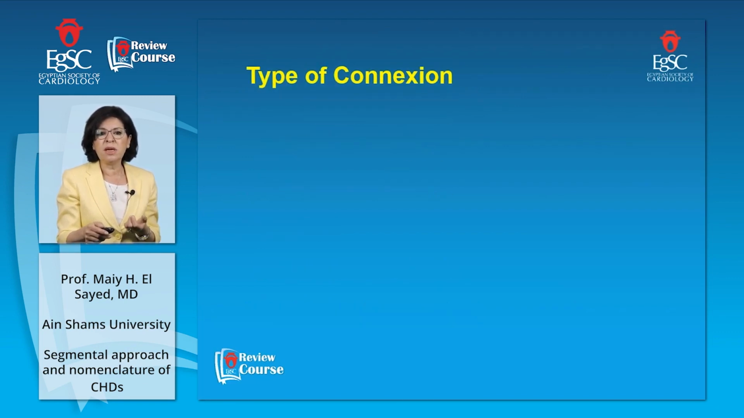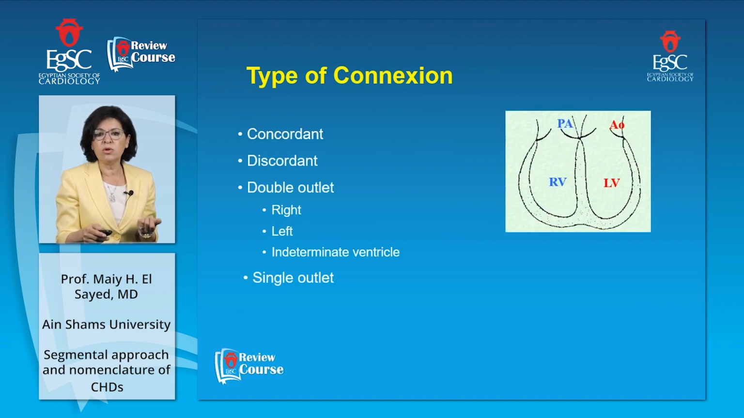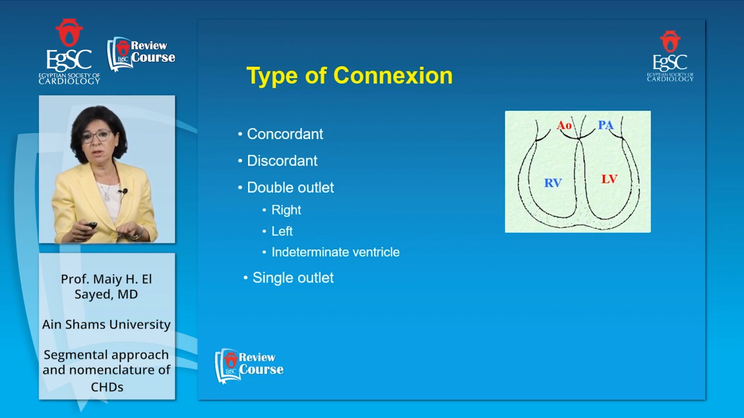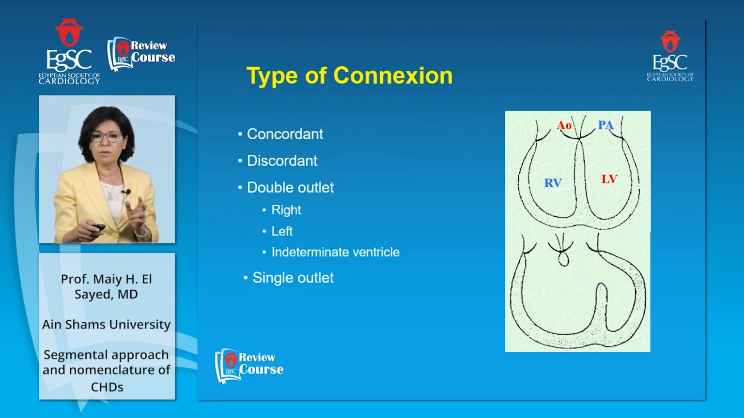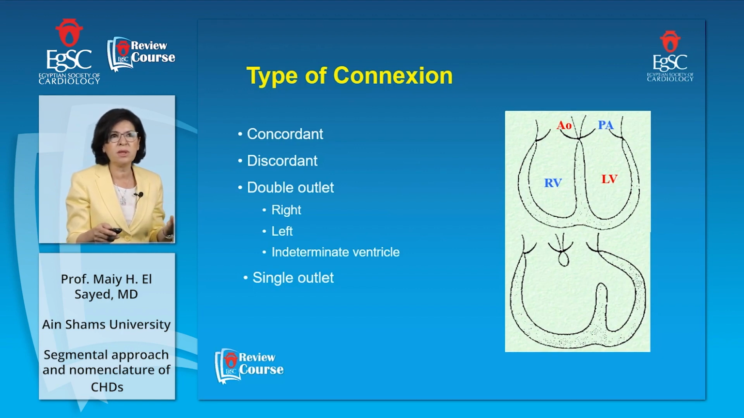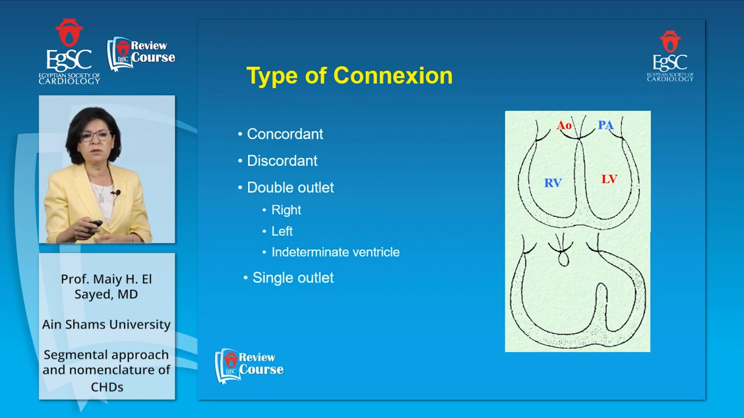So starting with the type of connection, it can be concordant, where the left ventricle is connected to the aorta, right ventricle to the pulmonary artery, and this is how things should be. Can be discordant, where the left ventricle is connected to a pulmonary artery and the right ventricle is connected to an aorta. It can be double outlet, where both vessels are arising from the same ventricle, whether it is right or left, or indeterminate ventricle. When we can't see a rudimentary chamber, we can't really account for the morphology of the ventricle, so it can be right or left, or we call it indeterminate.